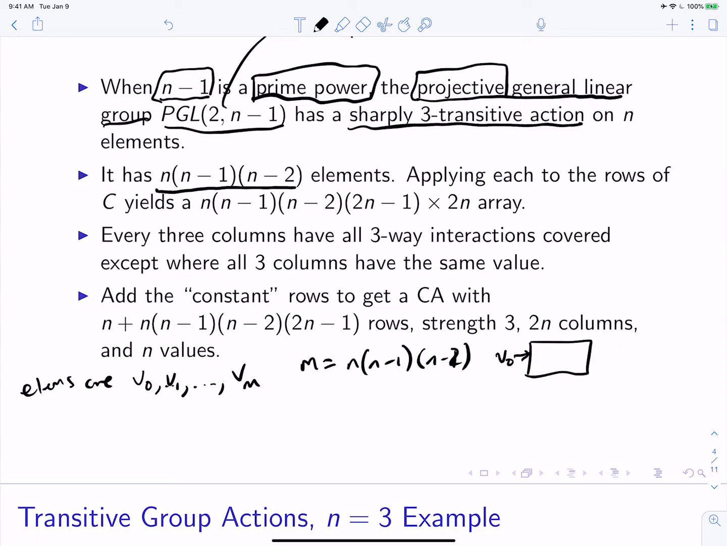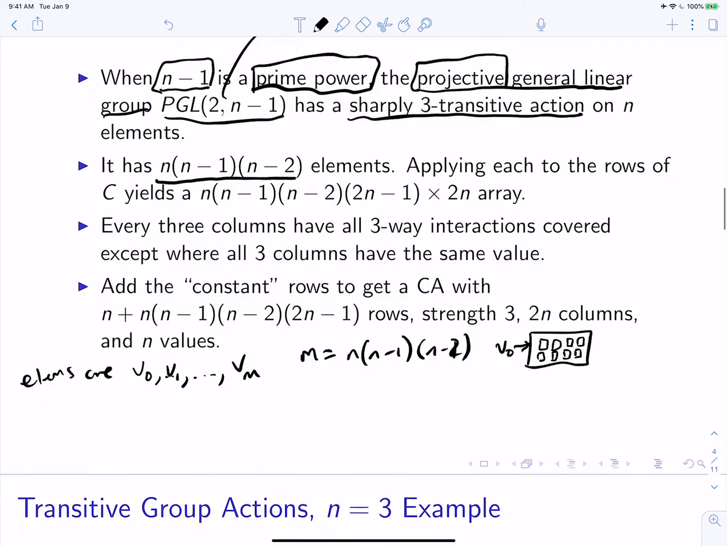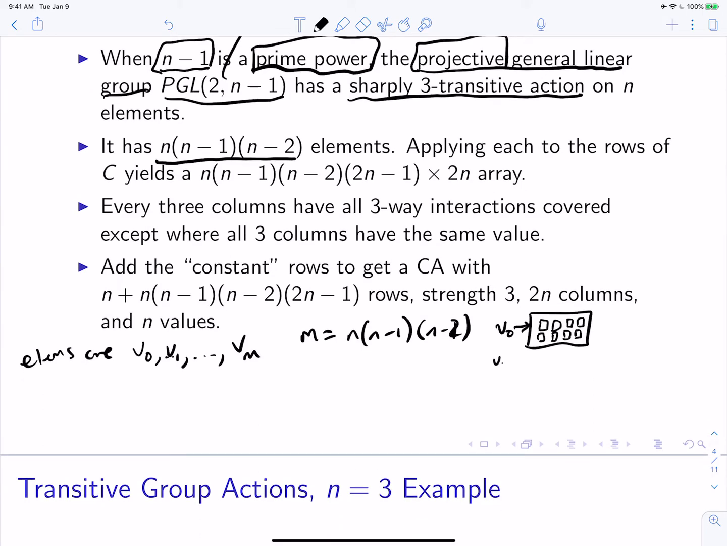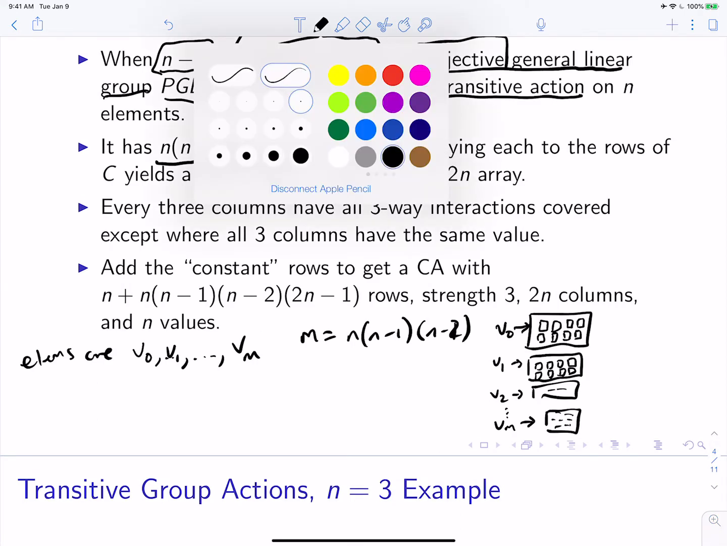So what you do is you just apply v0 to every single element of this array, and then you get an array back with different elements, obviously. Then what we do after that is we do the same thing, but now with v1, with the same original array here. And then we do this same idea with v2, and then etc. up to vm for all of the elements in the projective general linear group.